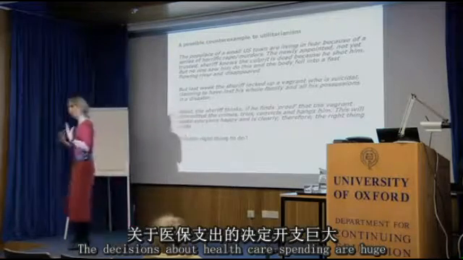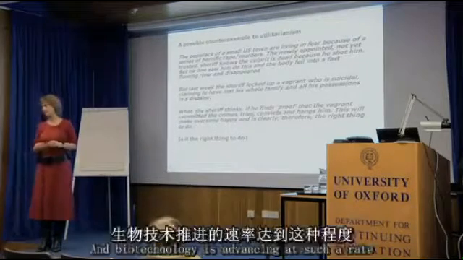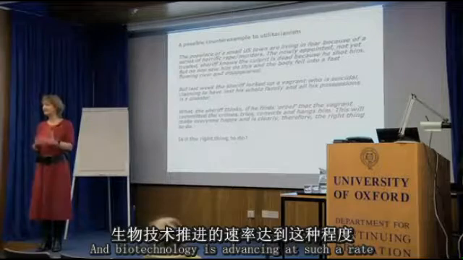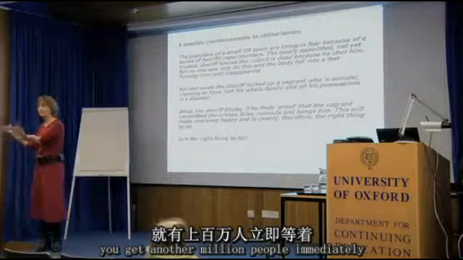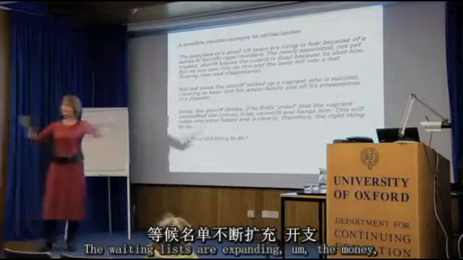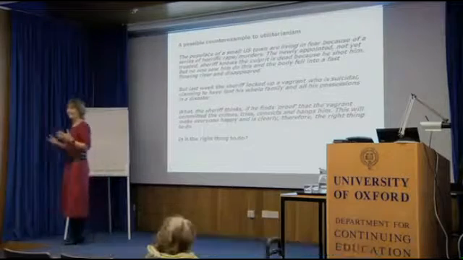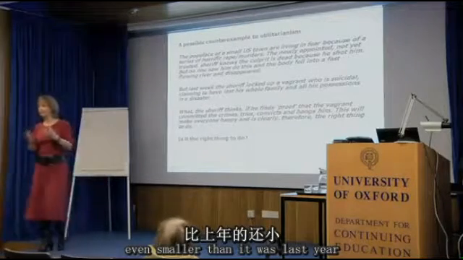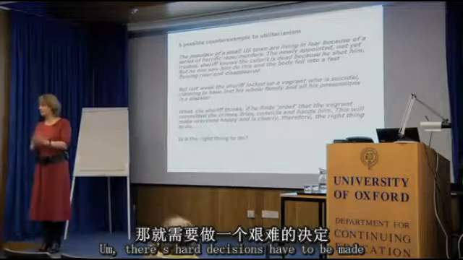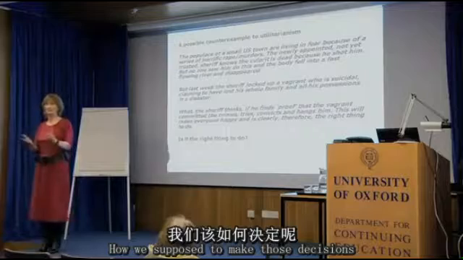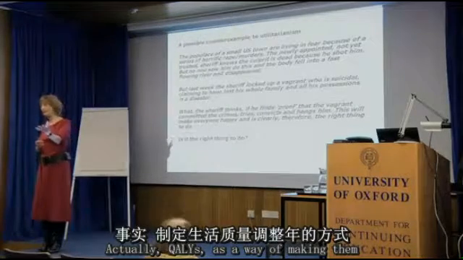The decisions about healthcare spending are huge, and they are really difficult. Biotechnology is advancing at such a rate that every time you get a new technology, you get another 1 million people immediately on the waiting list. The waiting lists are expanding, and the money, well, it's even smaller than it was last year. Hard decisions have to be made. How are we supposed to make those decisions? Actually, Qualies, as a way of making them, how else do you make them?